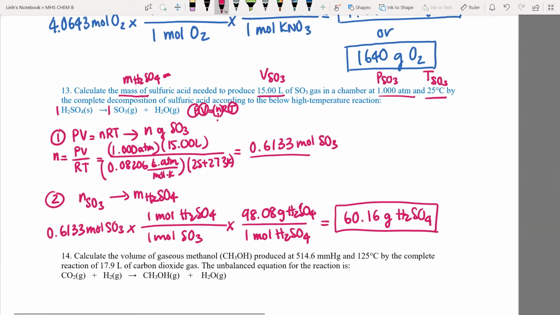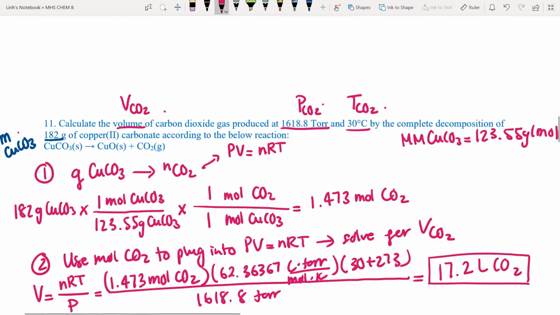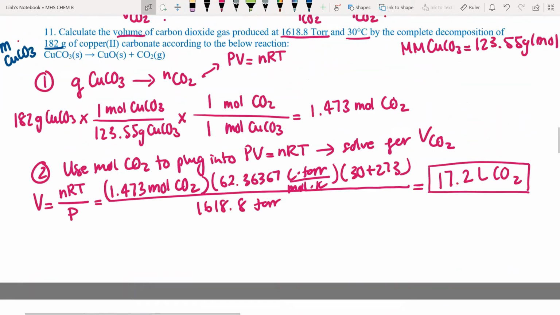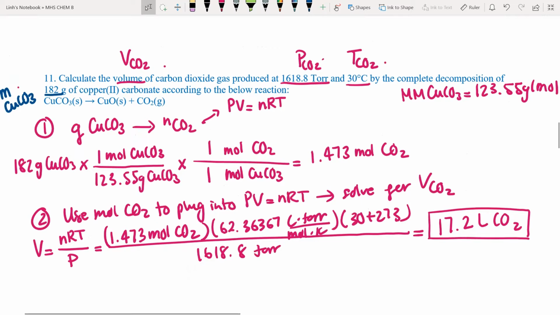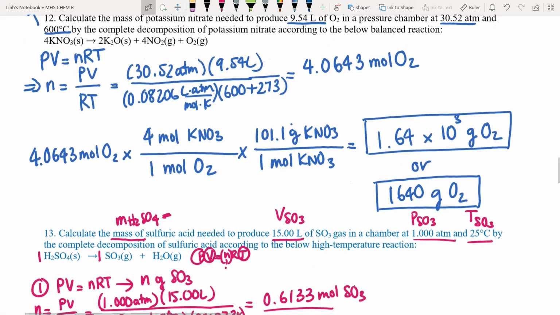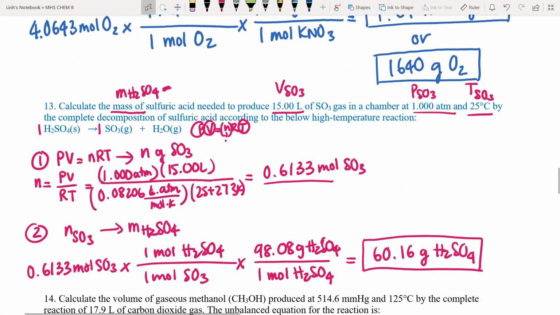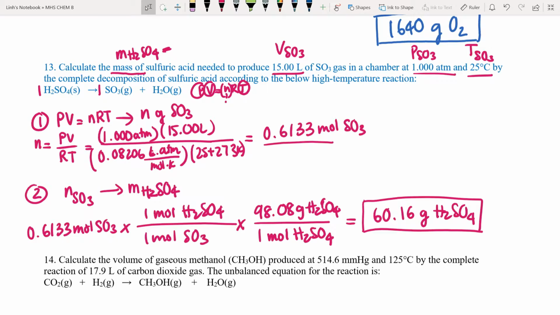Alright, notice that the difference between number 10, 11, and 12, 13 is that in 10 and 11, you do stoichiometry first, and then you use PV = nRT second. And in 12 and 13, you use PV = nRT first, and then you use your stoichiometry. So just keep in mind those are the differences between these types.